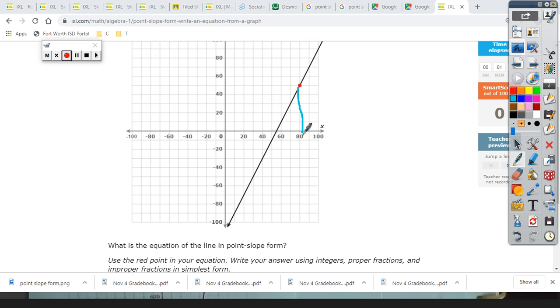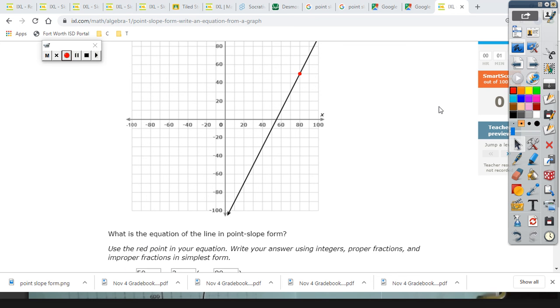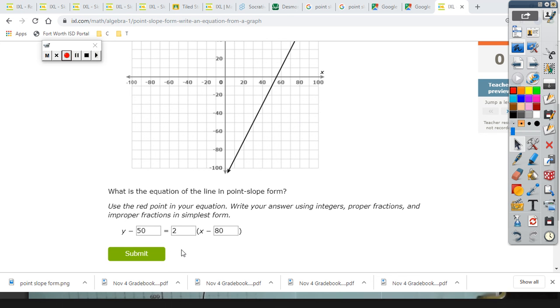So after I get the slope, then I do the X value of the red dot. To make an 80. How did I get 2? Because that was my slope. I rise 2 over 1. And that's all you're doing.